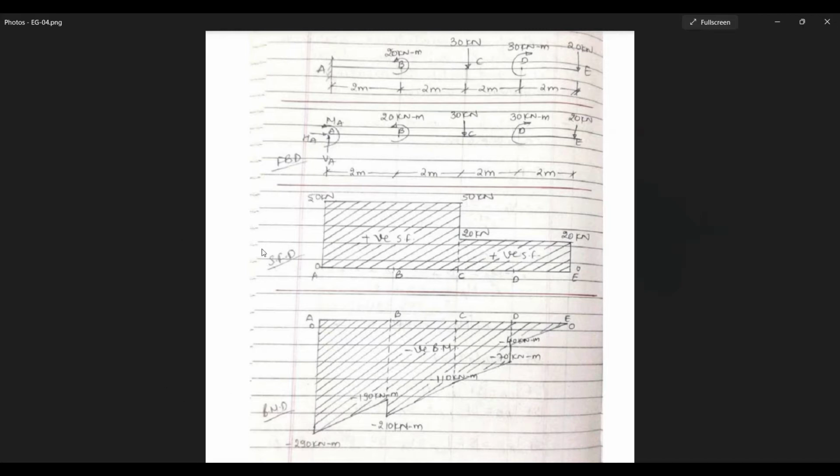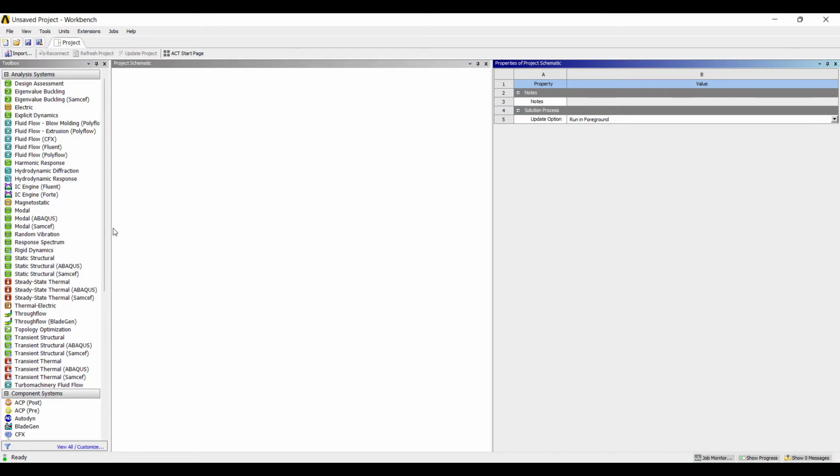So this is the solution which I have obtained using the theoretical method. Now we are going to solve this numerical in ANSYS and we will check if we get the similar solution. So let's get started with ANSYS. We'll double click on static structural. I'll rename the file as SFBM example 4.